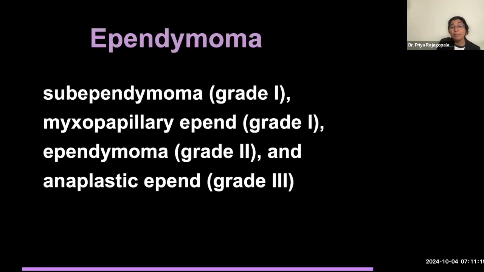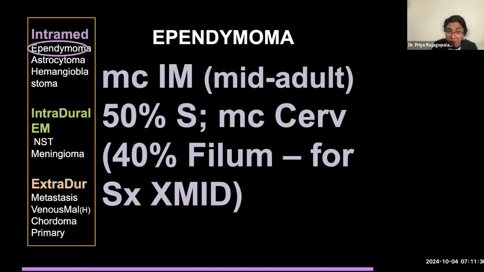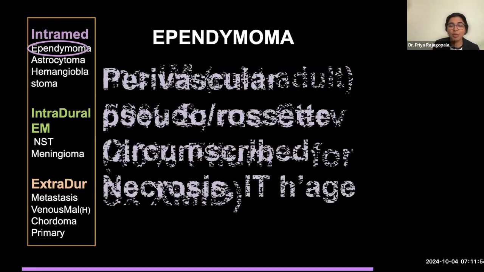So again, ependymomas. Ependymomas are kind of popular in the adult age group, and there are types of ependymomas. There used to be these different types: subependymomas, myxopapillary ependymomas, then grade 2, and anaplastic ependymomas. But again, like I said, this is more common in the mid-adult population. Most common is going to be in the cervical region, and 40% of them show up in the filum terminale, lower down. And that tends to be the myxopapillary ependymoma category.